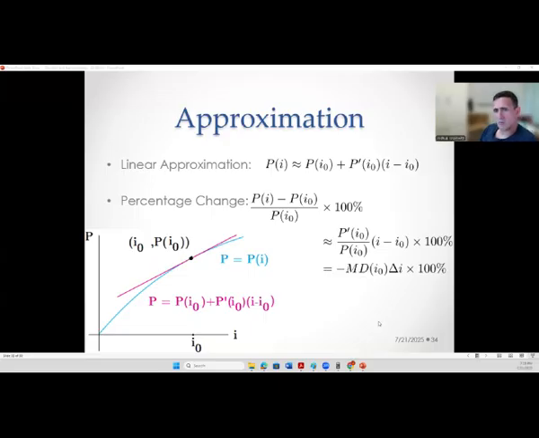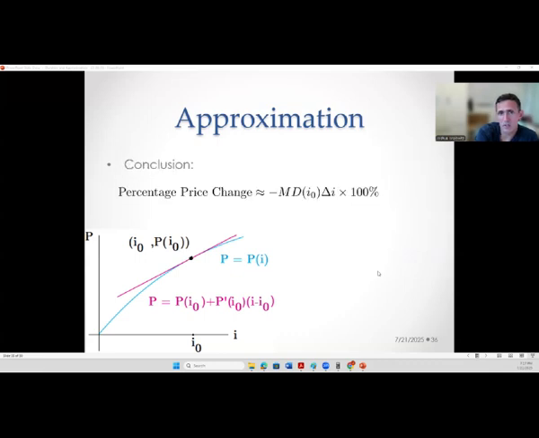And this is nice because remember, modified duration is minus P prime over P, so minus minus cancels. So we have this nice easy peasy formula that percentage change is roughly modified duration times change in interest times 100%. And we're taking modified duration always with the original price. So that gives us the conclusion that the percentage price change is roughly the modified duration times change in I.